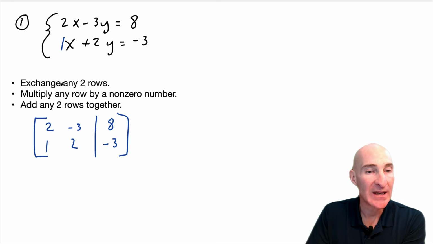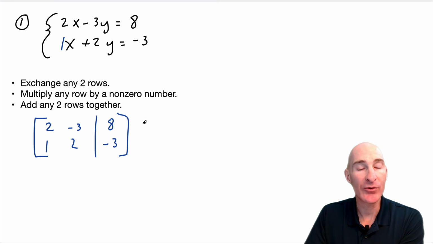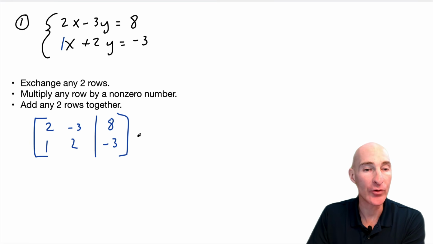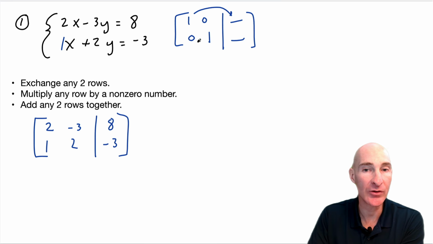Then we can exchange any two rows, we can multiply any row by a non-zero number, and we can add any two rows together. We're going to go through two different problems, but I'll show you as we go. The key here is we want to get this scenario where we have 1 on the diagonals, zeros everywhere else, and what we'll have here will be the answers to our system. So x will equal this value, and y will equal this value.